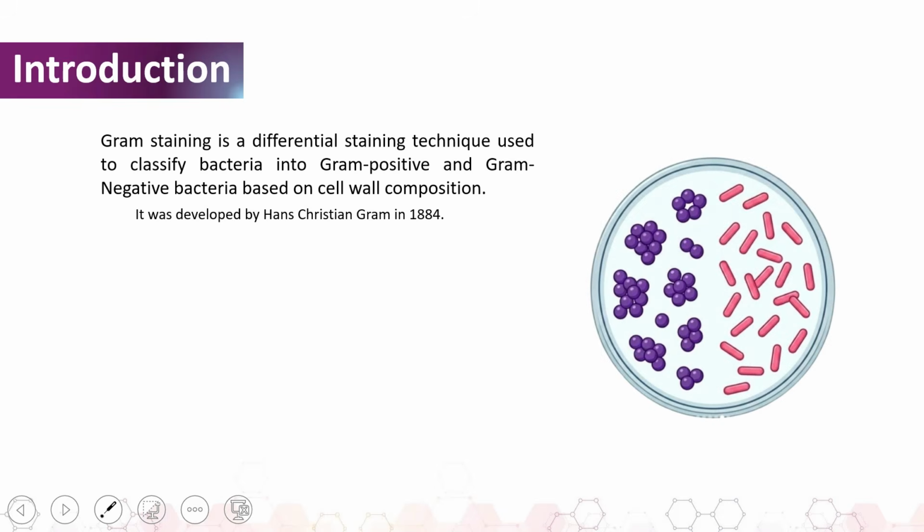So we'll start our introduction by looking at what gram staining is. Gram staining is a differential staining technique which is used to classify bacteria into gram-positive and gram-negative based on cell wall composition, and this technique was developed by Hans Christian Gram in 1884.